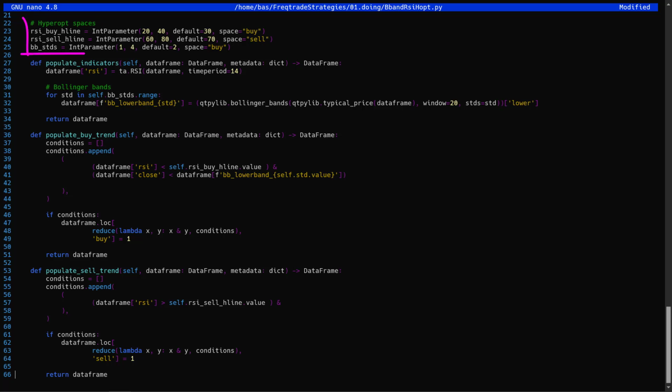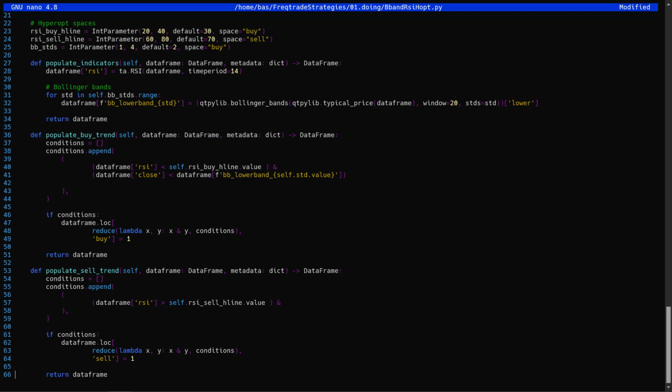So what I did was add 3 optimization spaces, one for the buy RSI line, one for the sell RSI line and one for the Bollinger Band standard deviation calculation. And next I added the RSI lines buy and sell levels to the buy and sell conditions of the strategy, so that every optimization run there will be a different value selected for testing.